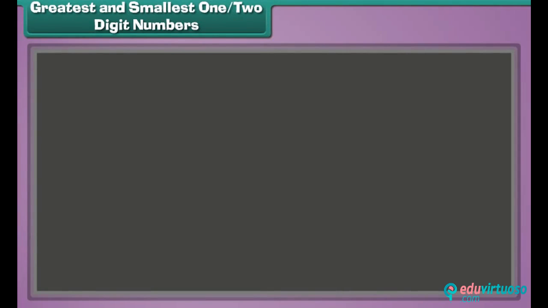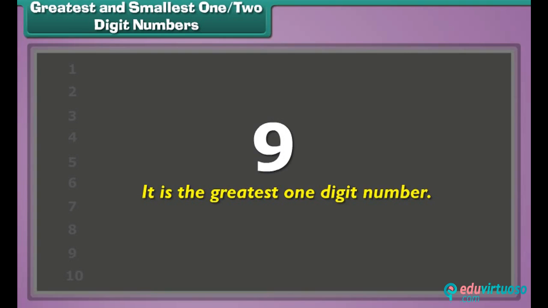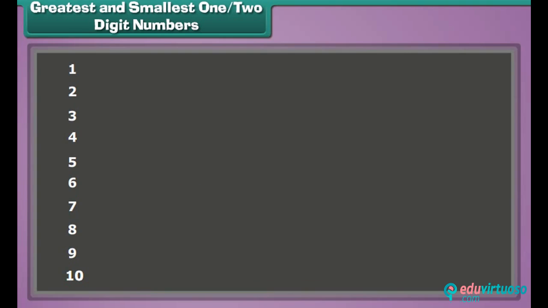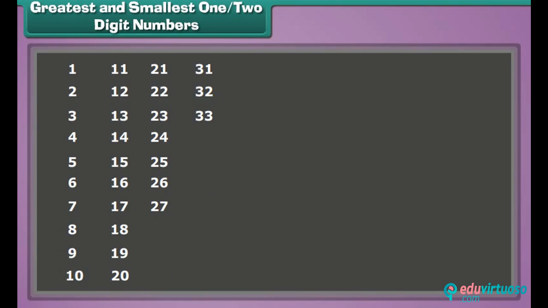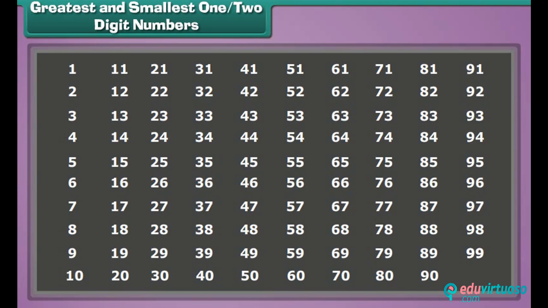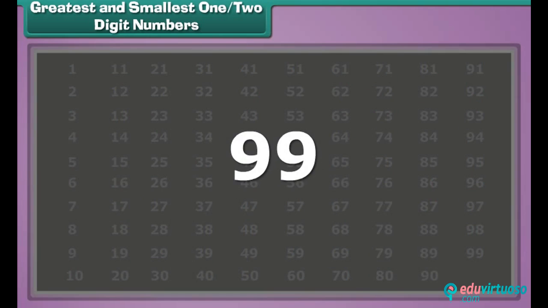Greatest and smallest 1 or 2-digit numbers. The last 1-digit number is 9. It is the greatest one-digit number. The first two-digit number is 10. It is the smallest two-digit number. The last two-digit number is 99. It is the greatest two-digit number.